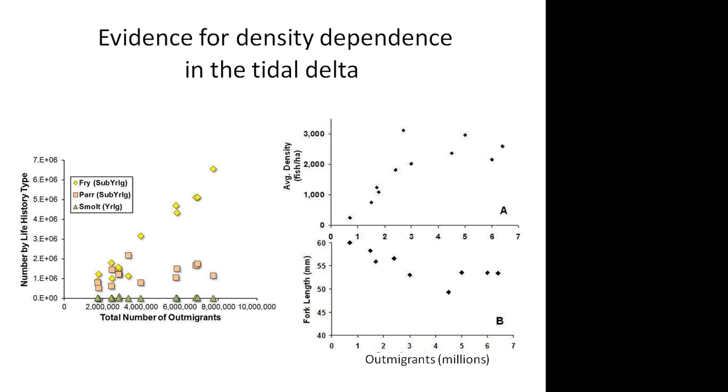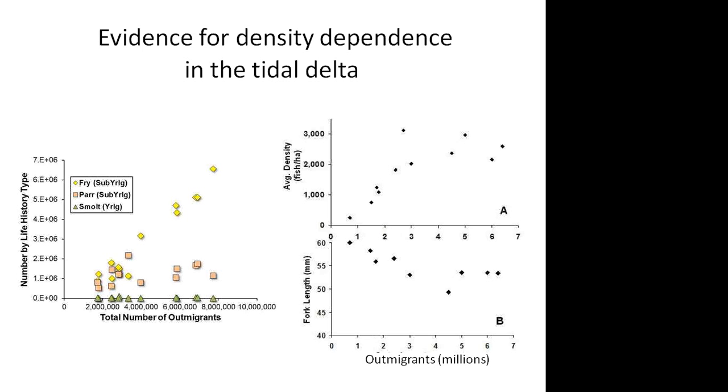They are the life history type which rears in the tidal delta. So when we think about the link between Chinook salmon and estuary habitats, it's those fry migrants which are the ones we want to pay attention to. So this is a figure that Eric showed.